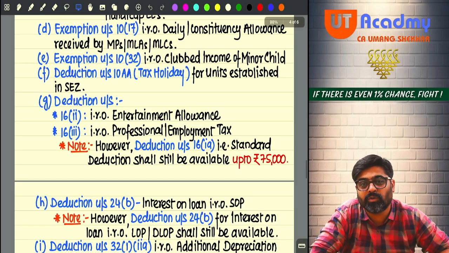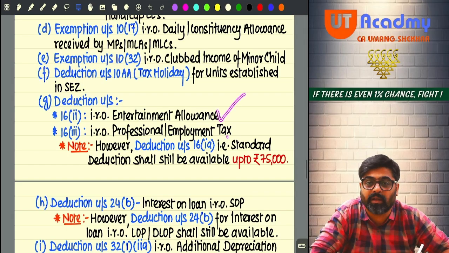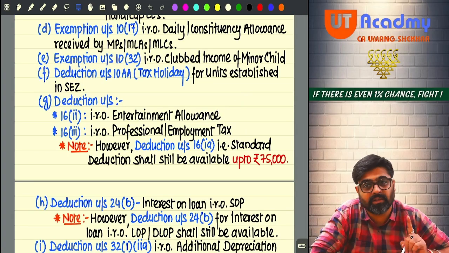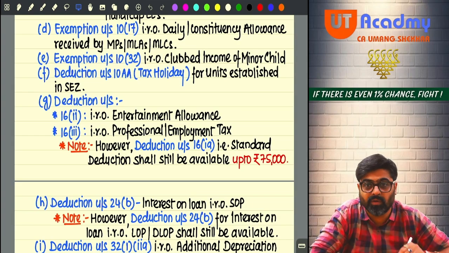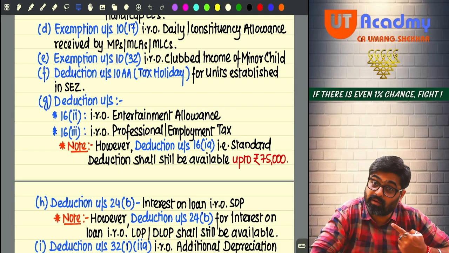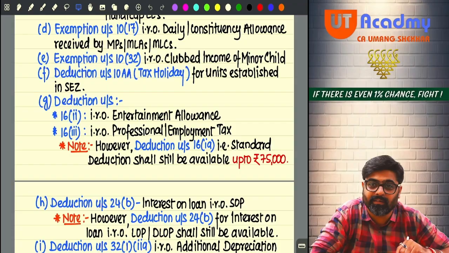Then do you remember that entertainment allowance which we used to get? Then professional tax deduction which we used to get under the head salary, that will also not be allowed. But remember, standard deduction you are going to get. There you are going to get 50,000. Here you are going to get 75,000. Okay. Another effort to keep you in the default tax regime. There you are going to get only 50, come here, we are going to allow 75. Stay here. Don't shift out.